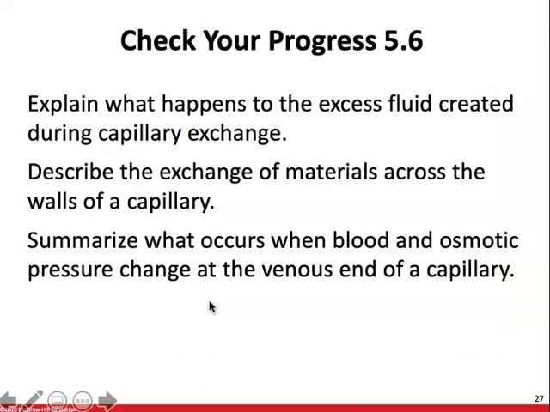So you should be able to explain what happens with the excess fluid created during the capillary exchange, describe the exchange of materials across the walls of the capillary, and summarize what occurs when the blood and osmotic pressures change at the venous end of the capillary.